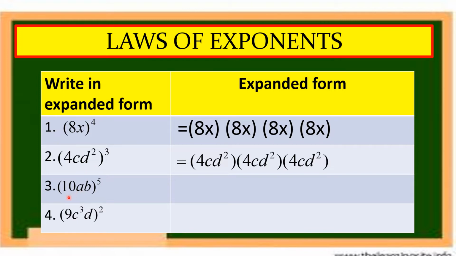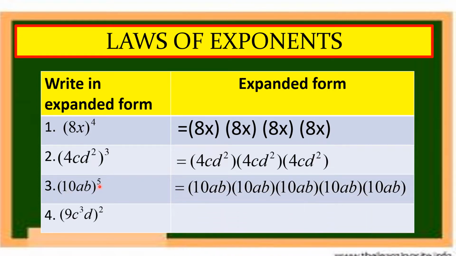Next, we are in the 3rd number. The quantity of 10ab raised to the 5th. We need to write it 5 times. And the last number, the quantity of 9c cubed d, quantity squared, we need to write it twice.